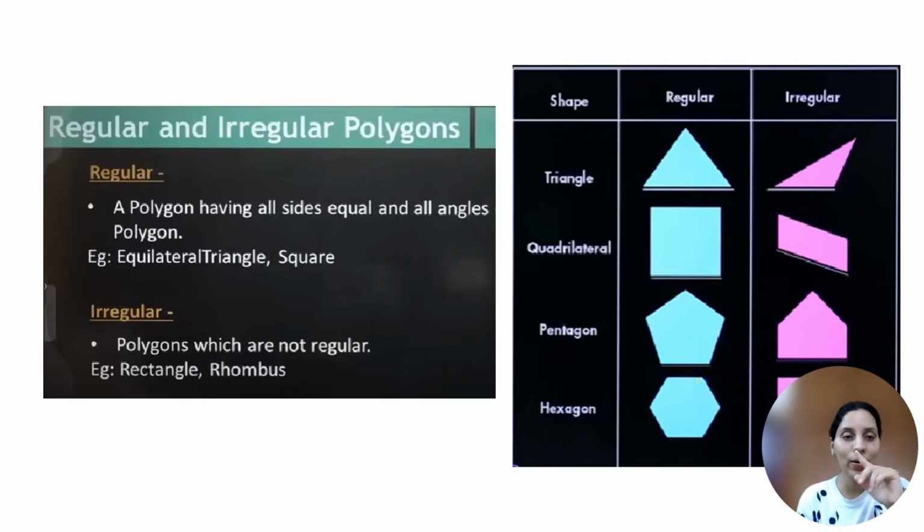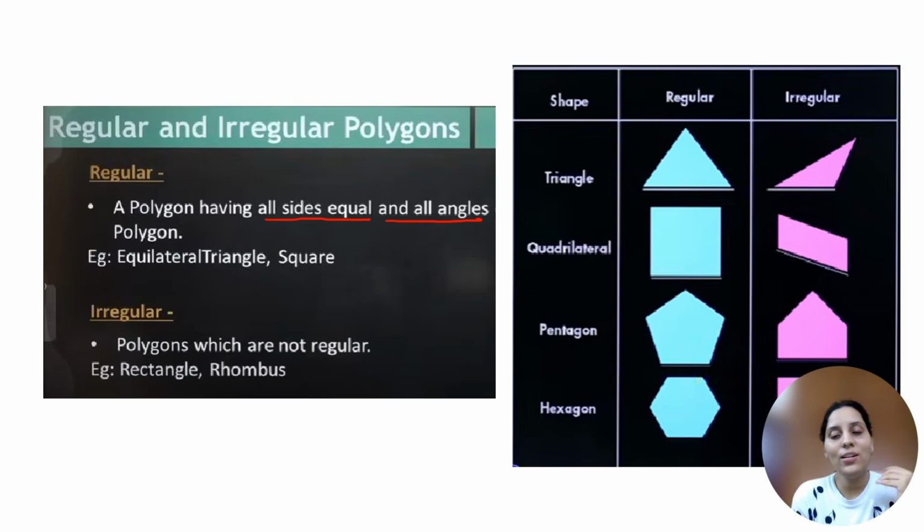Now moving on, regular and irregular polygons. So it is very easy. A regular polygon is a polygon having all sides and all angles equal. The name itself suggests all sides and all angles are equal. For example, an equilateral triangle, we know all sides are equal. Square, all sides are equal. So these are all regular polygons.